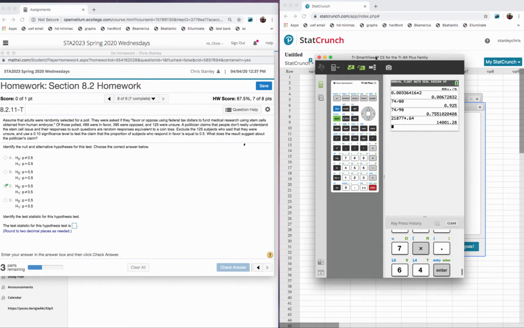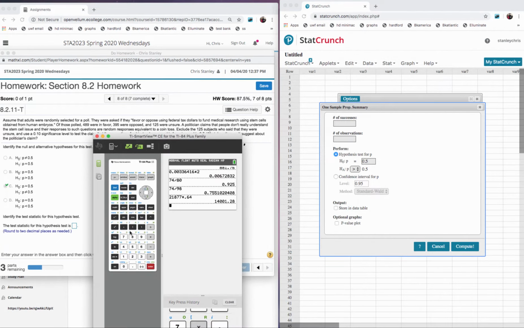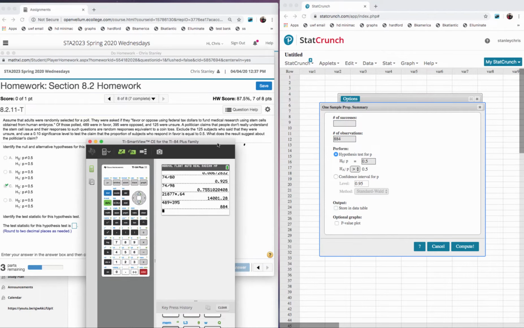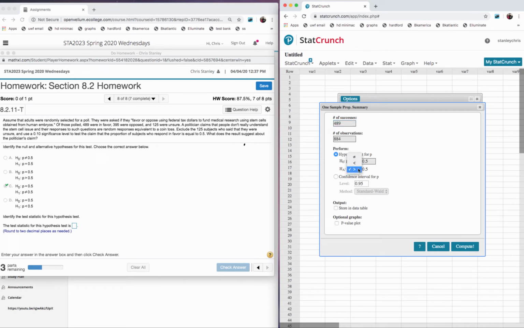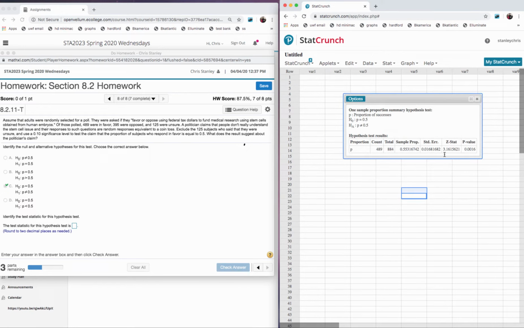So the total responses was 489 those who favored plus the 395 who didn't favor. So that's 884. Okay, now how many people favored it? 489. And this needs to be a not equal to, because the claim says equal. So I have the equal here, and if that's not true, it must be not equal. Okay, 3.16.